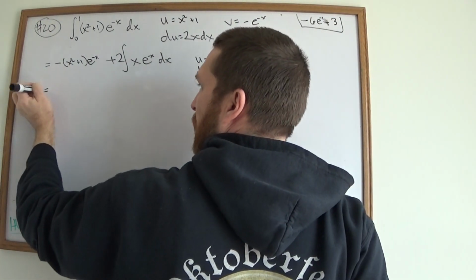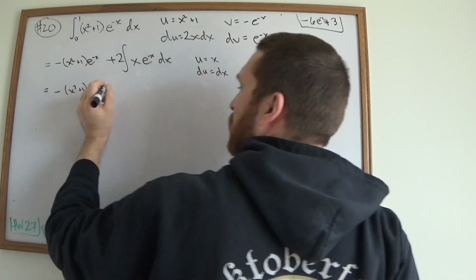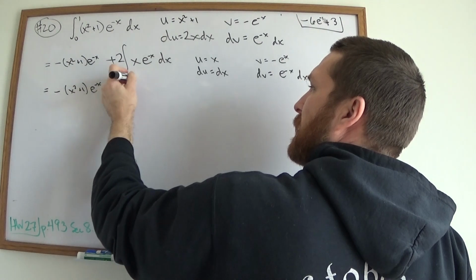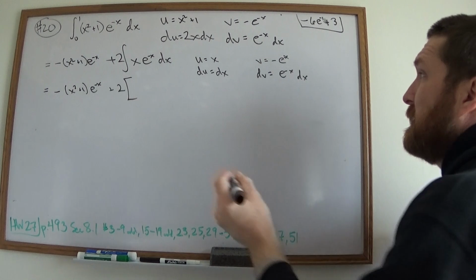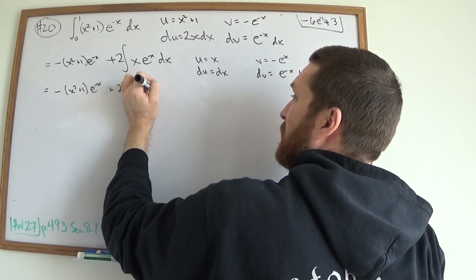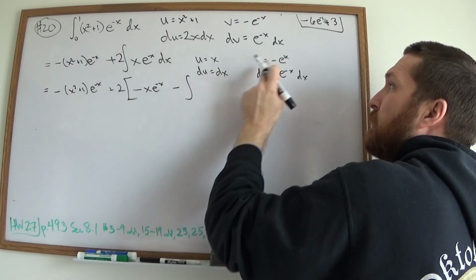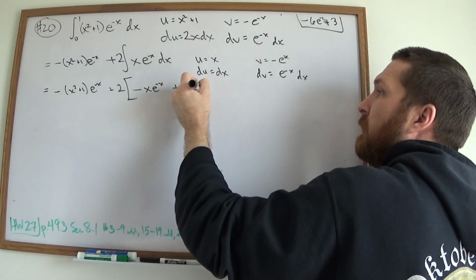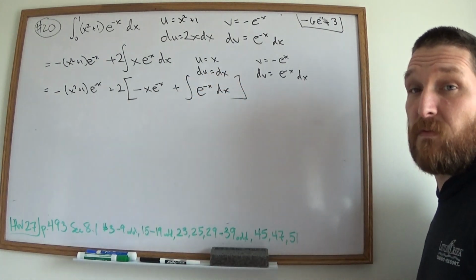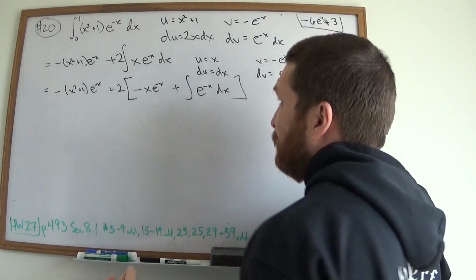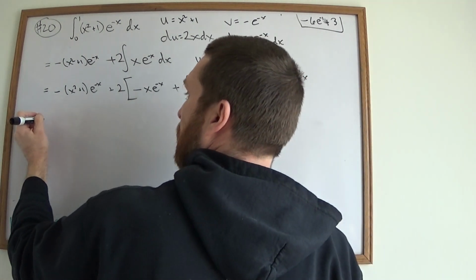So now we have negative (x squared plus 1) e to the negative x plus 2 times, okay, uv is negative e to the x times x, so negative x e to the negative x minus the integral of v du. The negative comes out, e to the negative x dx. Looks like this one's a bit more simple. Not by that much, but it's a bit more straightforward.